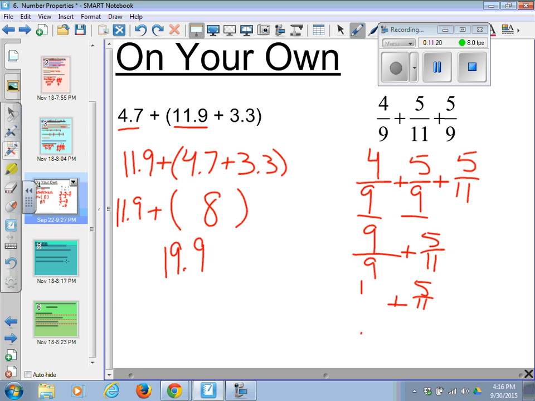Okay, so our 11/11, which equals 1, plus 5/11 equals 16/11. Now we could easily solve that problem by using our properties. If you guys want to rewind those and replay them so you can see them again, go ahead.